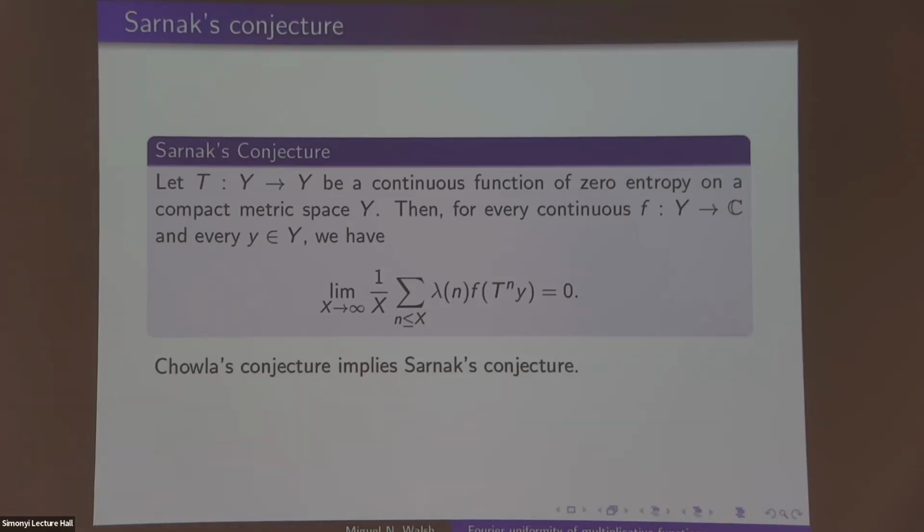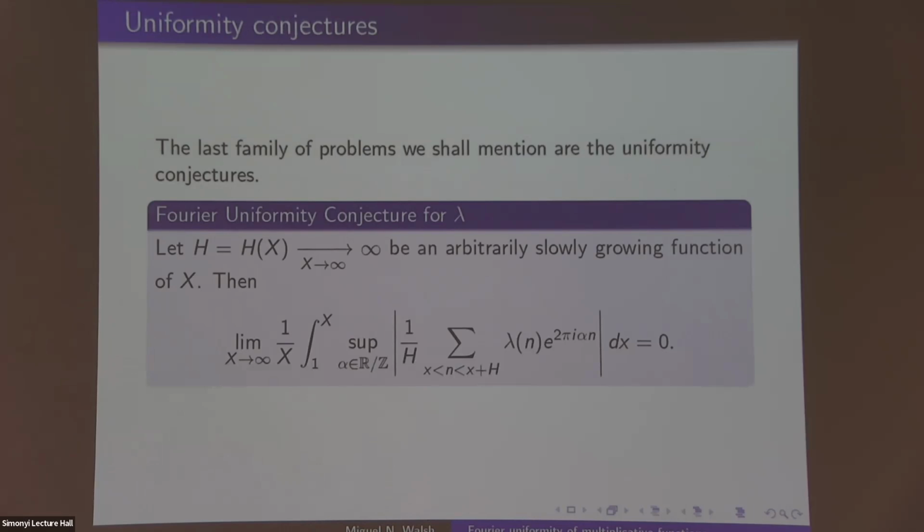So I've been telling you about these different problems about the Liouville function. And I will tell you one last one, which is the one that I mentioned at the beginning of the talk. These are the uniformity conjectures. And in particular, I will concentrate on the particular case, which in a sense is the central case, that of the Fourier uniformity conjecture for the Liouville function. So what do we have here? The hypothesis: we have some function h of x. The only thing we ask of this function is that it goes to infinity as x goes to infinity. But it doesn't matter how slowly it goes to infinity. This is the crucial thing.